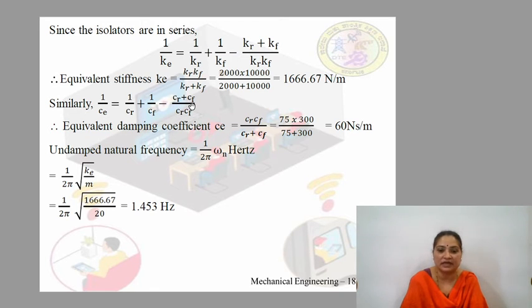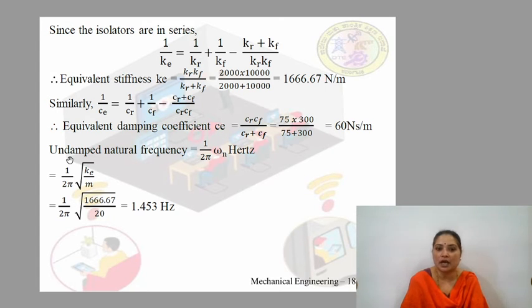The damping coefficients of rubber and felt are substituted, so that the equivalent damping coefficient Ce equals CrCf divided by Cr plus Cf. After substitution of Cr, that is 75, and the value of Cf as 300, so 75 into 300 divided by 75 plus 300, we get the damping coefficient as 60 Newton second per meter.